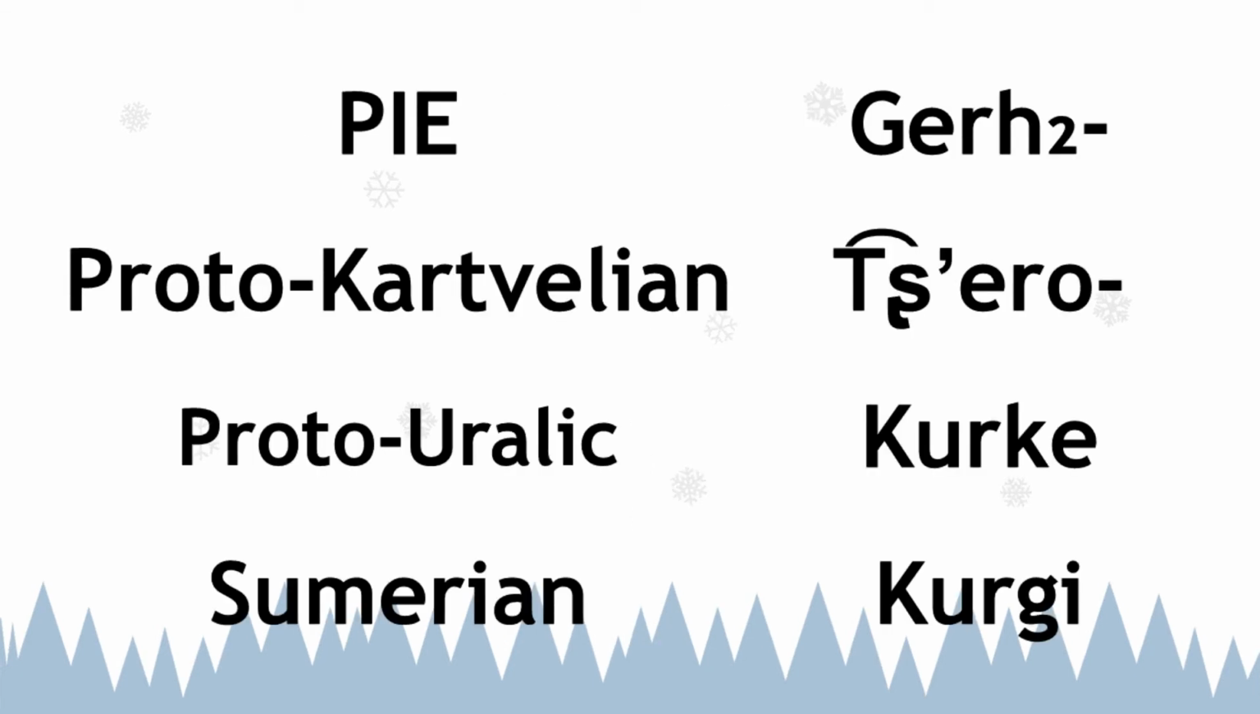Similar words for the animal appear in many languages of Eurasia, from Kartvelian and Sumerian to Uralic languages, although these are likely surface similarities due to onomatopoeia.